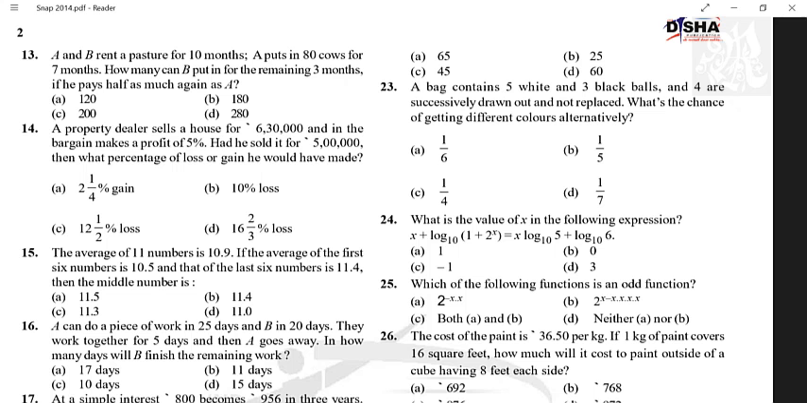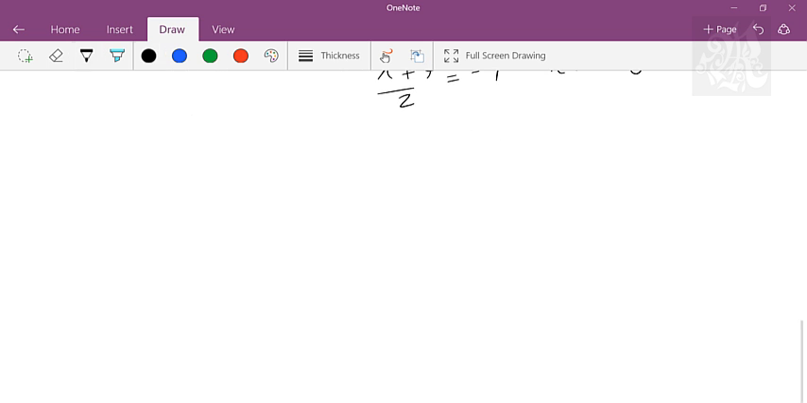If you notice, a property dealer sells a house for 6,30,000 and gains a profit of 5%. So if I say profit of 5%, it is basically 105 is 6,30,000. I write 630 ignoring zeros. I always keep telling this in my videos. Always try to ignore zeros so that your problem gets reduced. Right.